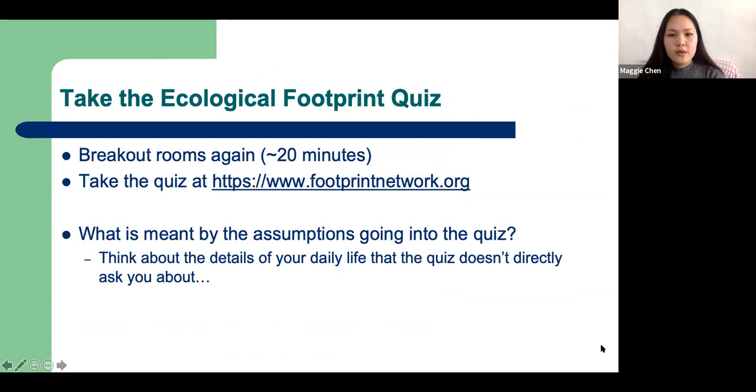So now, we just saw global ecological footprints, and we're going to look at our own ecological footprint by taking our footprint quiz. I'm putting you in breakout rooms to take this quiz, but if we click on this link, which is footprintnetwork.org, it would look like this.